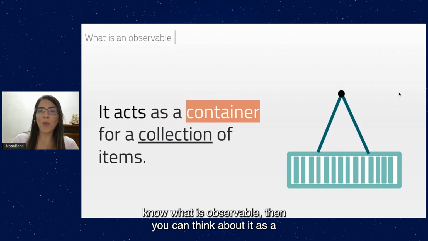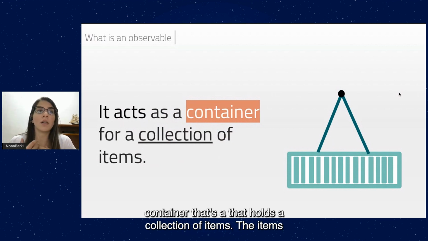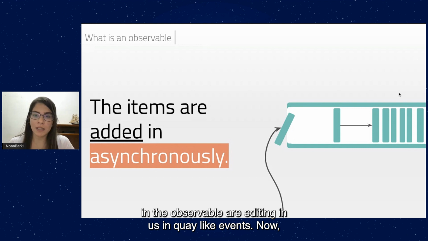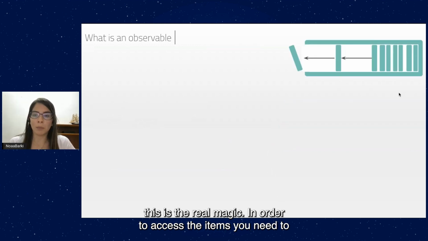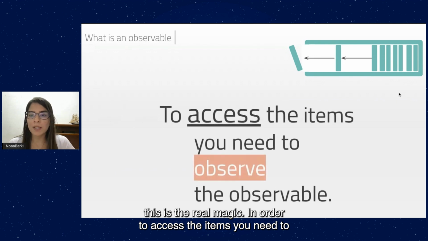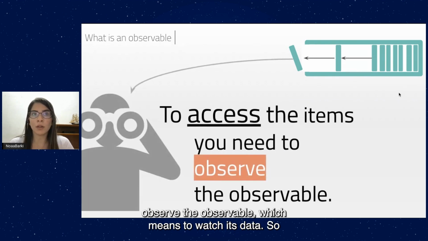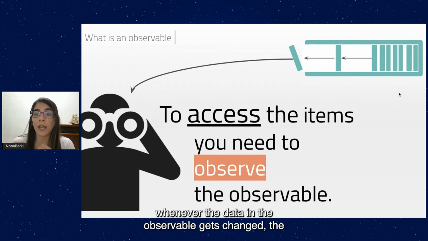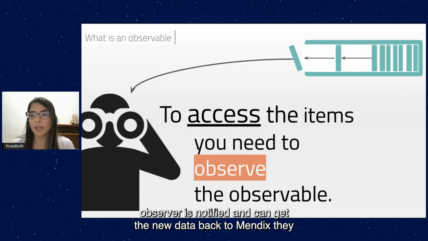Now, if you don't know what an observable is, then you can think about it as a container that holds a collection of items. The items in the observable are added in an async way, like events. Now, this is the real magic. In order to access the items, you need to observe the observable, which means to watch its data. So whenever the data in the observable gets changed, the observer is notified and can get the new data.